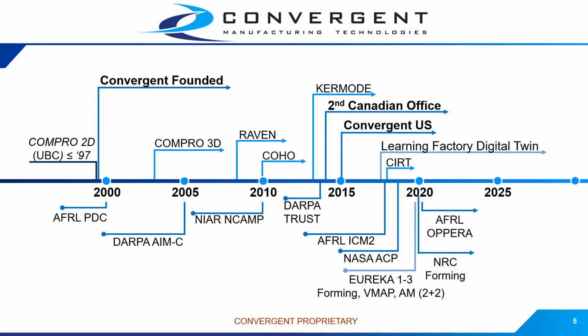Over the years, we've released Compro 3D, Raven, Coho, Cremoti. We've talked about those. We opened our second Canadian office, and this is our laboratory, as well as sister company Convergent US. So for any of the US customers, there is a dedicated US office. And we're involved in other projects such as the Learning Factory Digital Twin UBC.